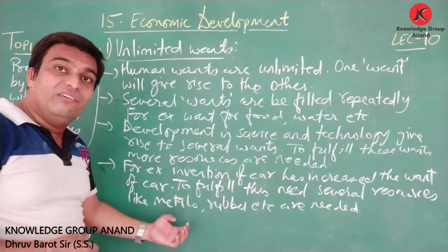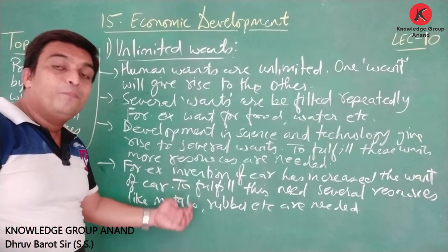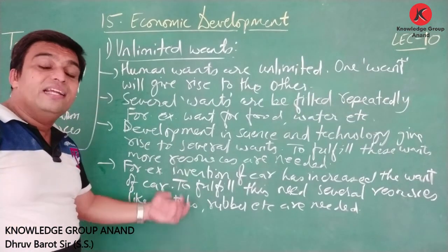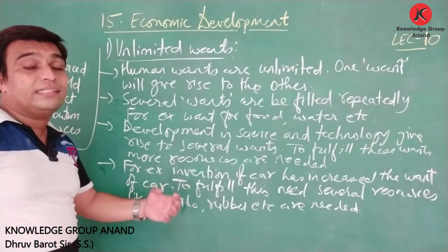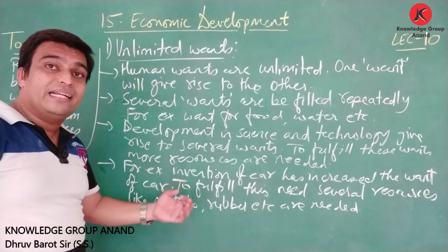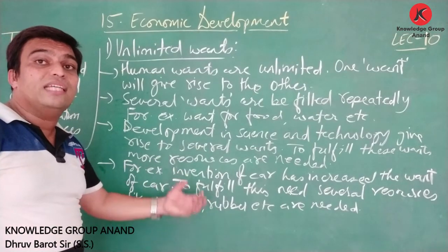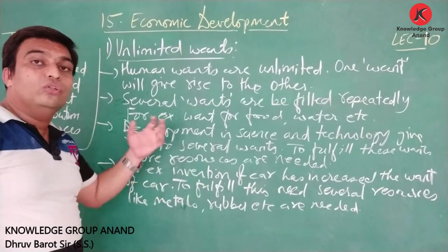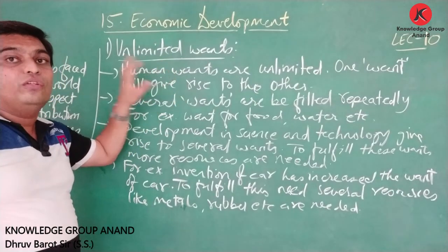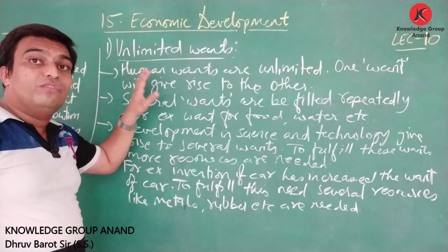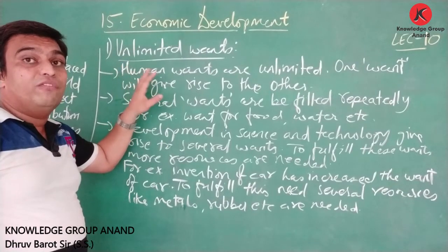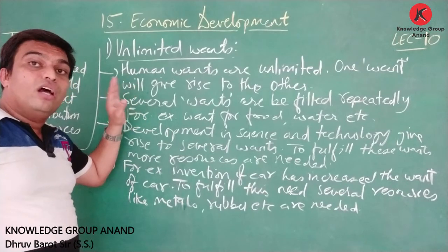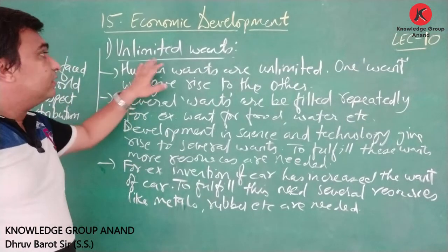And to fulfill that need, to fulfill that want, again to make the car, several resources are needed, like different metals, rubbers, etc. Things are needed to make that car, and that is why these resources are being used to fulfill our want. So unlimited want is one of the problems faced by the world for the distribution of resources. Let us take a look at the second problem.